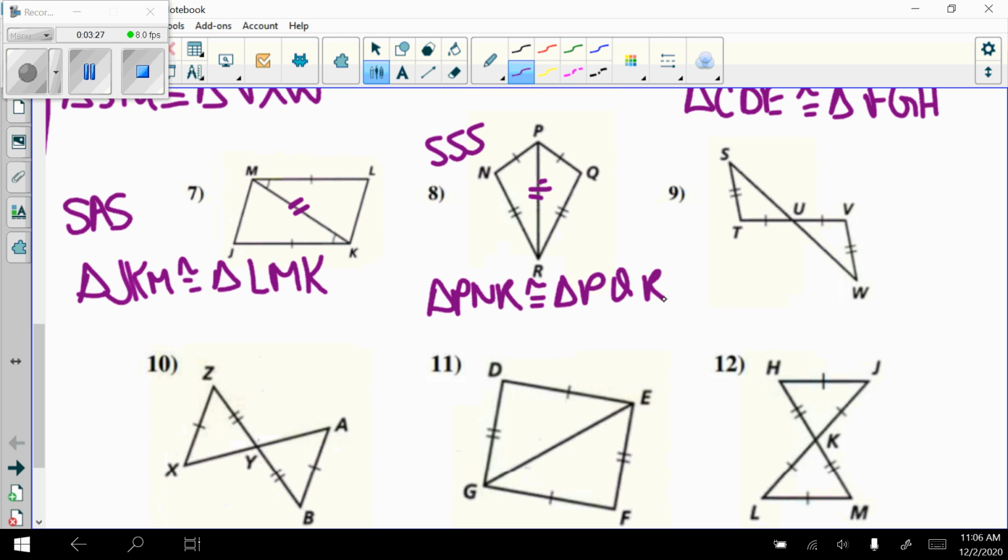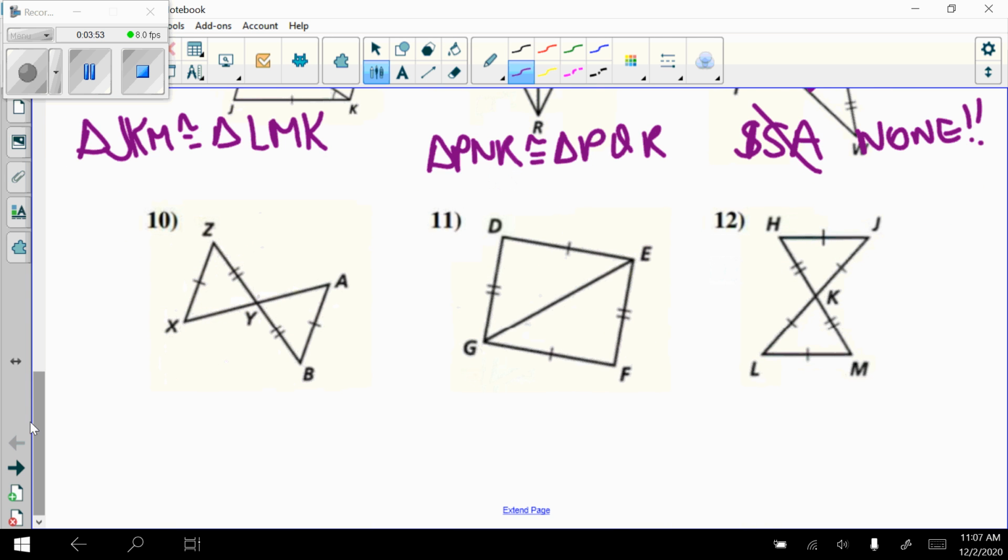This one, all I have marked are two things, but remember vertical angles? I know vertical angles are congruent, right? So I know that they have that angle the same. So I have SSA and SSA. Oh, another donkey, not allowed, so again, none.